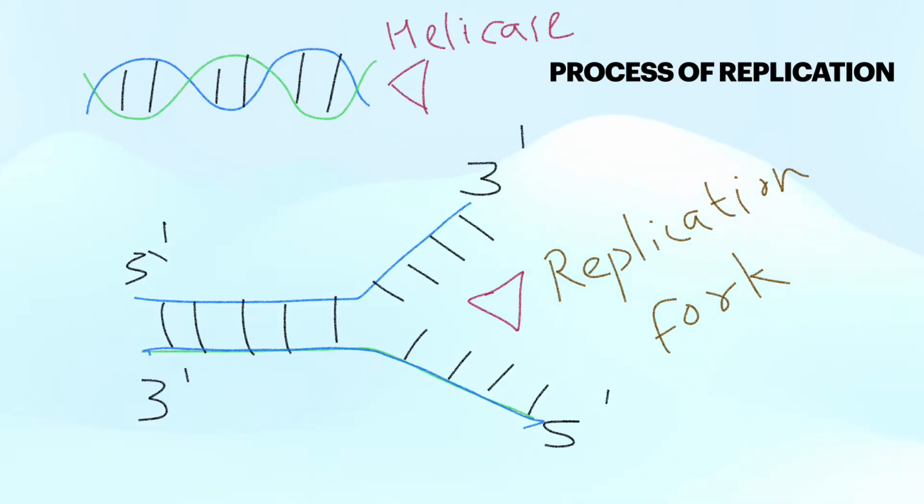Let's see the process of replication. Several enzymes play a role in this process. The first enzyme you need to remember is helicase. Helicase is an enzyme that unwinds the DNA molecule and breaks the hydrogen bonds between nitrogenous bases, creating a Y-shaped region called the replication fork. Each of the newly formed strands acts as a template to form another strand.